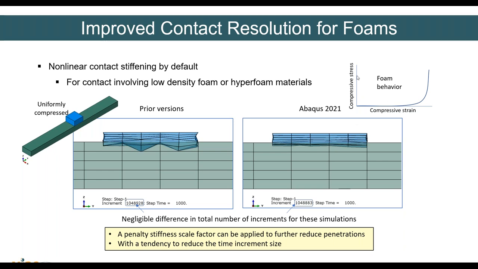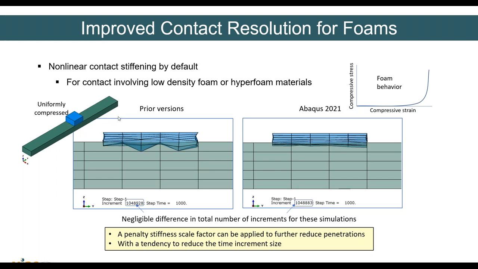What you see on the right-hand side is the typical behavior that foam has. So what we have done is made this nonlinear contact stiffening the default. Whenever the low density foam and hyperfoam material come into contact, this nonlinear contact stiffening has become the default for this particular scenario. What you see is we have this foam and there's a contact and it's compressed. There's a simple example to demonstrate what happens. This is one of the severe cases to demonstrate this particular phenomenon.